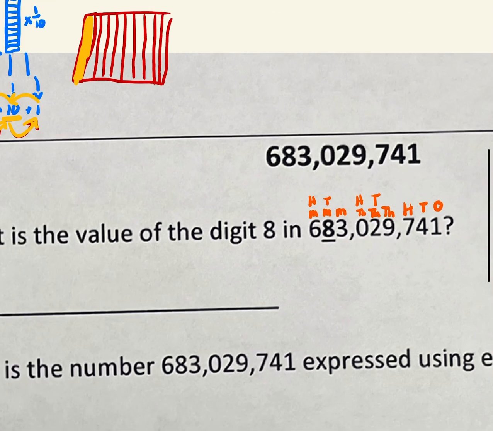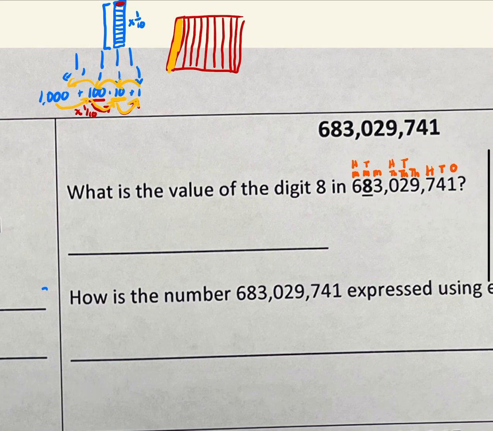Well, guys, right there, I can see that my 8 is in my 10 million spot, meaning that it's not just worth 8, but the value of that is actually 80 million because it's an 8 in my 10 million spot. So simple, I would just write that out. It is 80 million. And I could do that in number form or I could do that in word form.